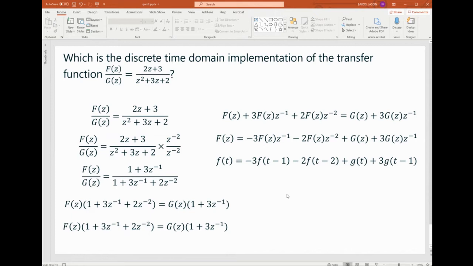we end up with a function that calculates the current output, which is f of t, as a function of the current and prior samples of g, which is the input, as well as the prior samples of f, which is the output. In other words, the function is using the history of input values as well as the history of its own output values to calculate the new outputs.